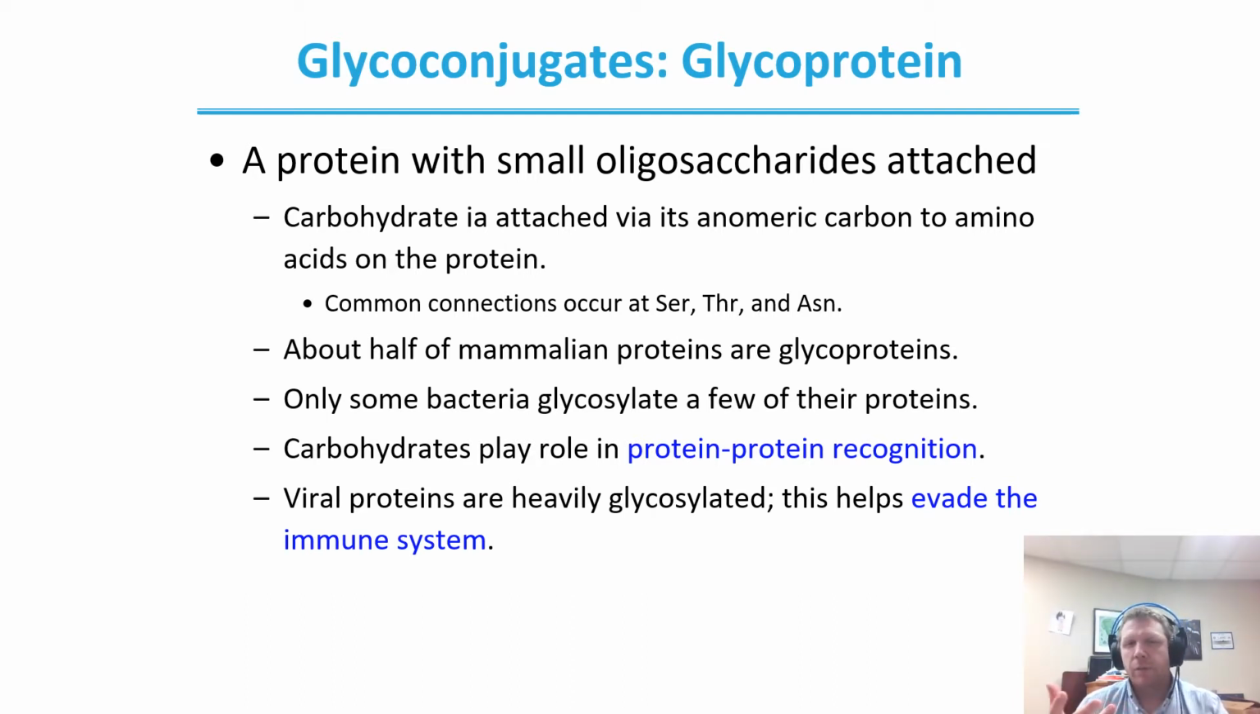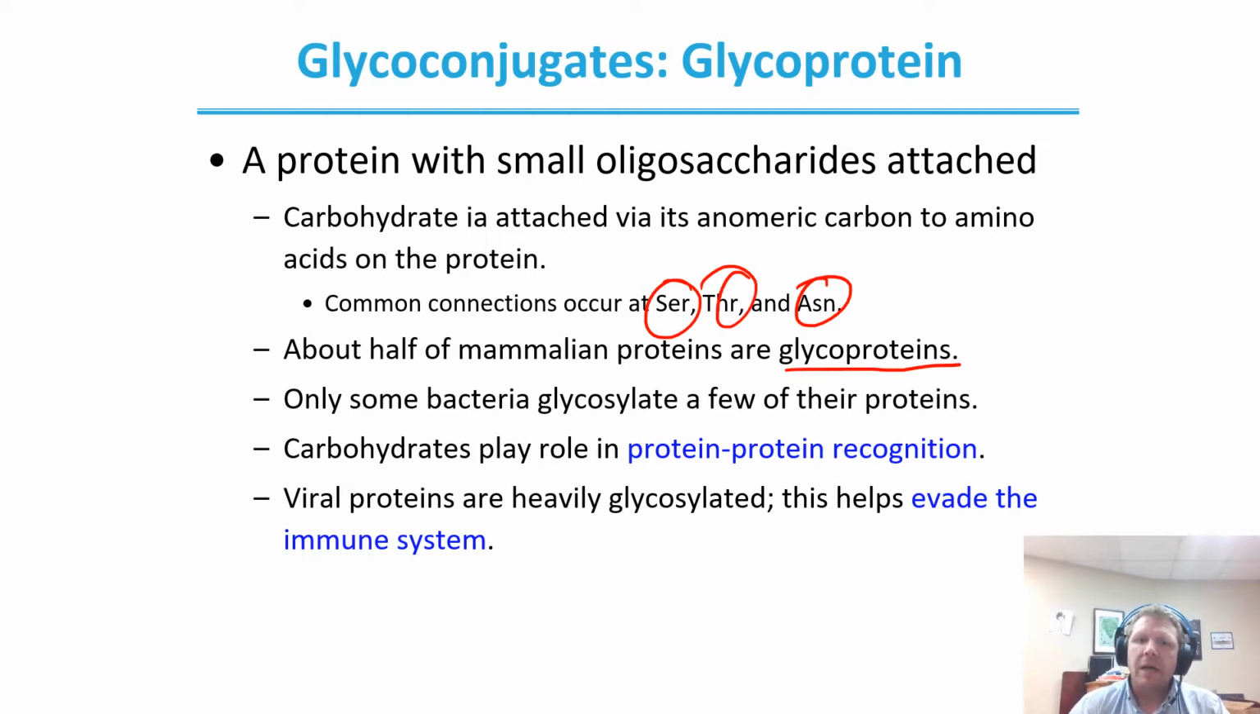Now, we haven't talked about amino acids at this point in the course. We will get to them, and so we'll revisit this a little bit. But the common connections occur at serine, threonine, or asparagine residues. So these are 3 of the 20 proteinogenic amino acids. About half of mammalian proteins are glycoproteins.